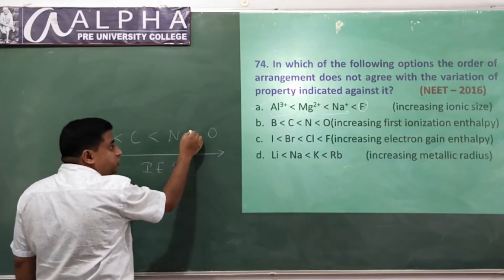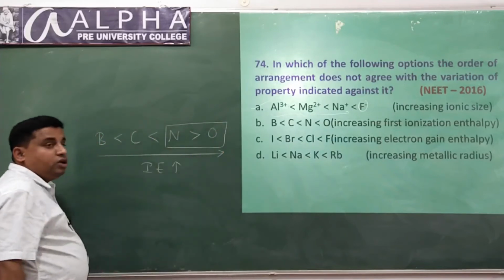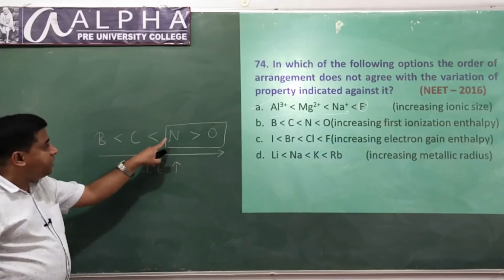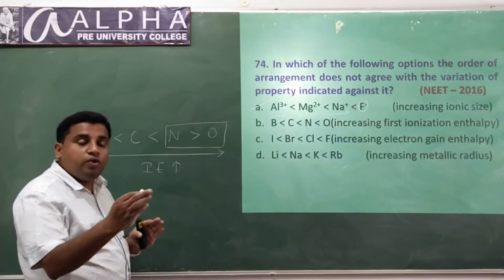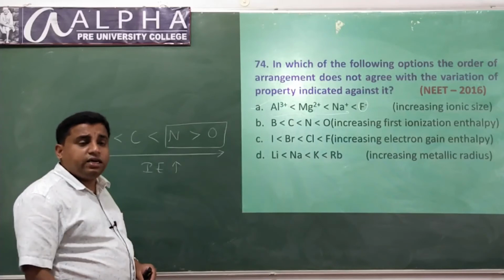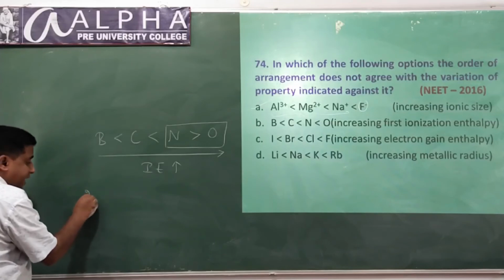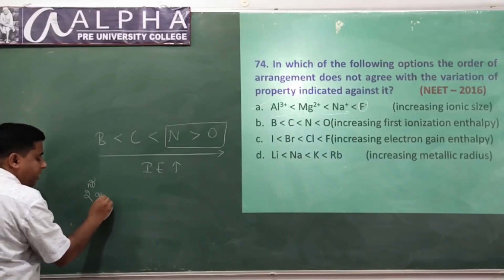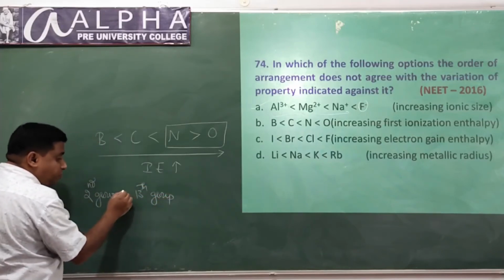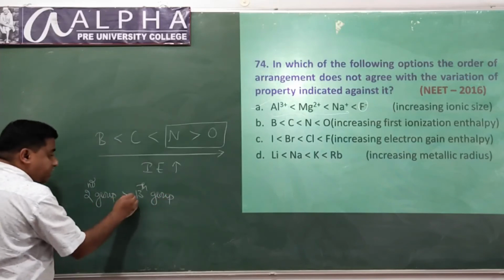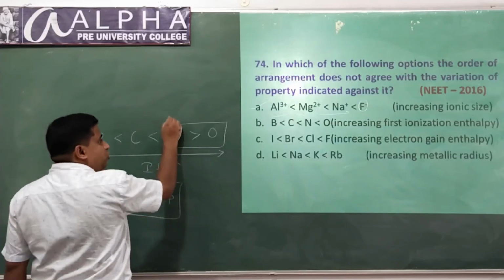But from nitrogen to oxygen, it should decrease. We have learned about ionization enthalpy. I have told you the exceptions for ionization enthalpy. The exception is from the second group to the 13th group, where the ionization enthalpy of second group elements is more than the ionization enthalpy of 13th group elements. The other exception is the 15th group and 16th group.